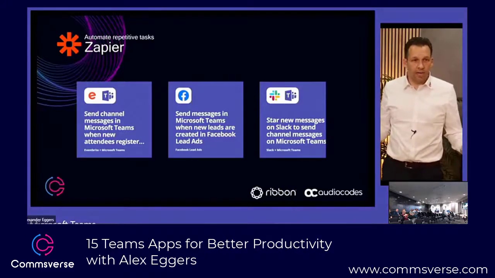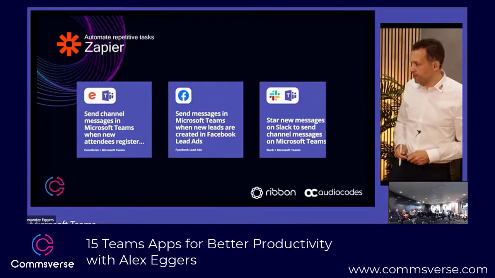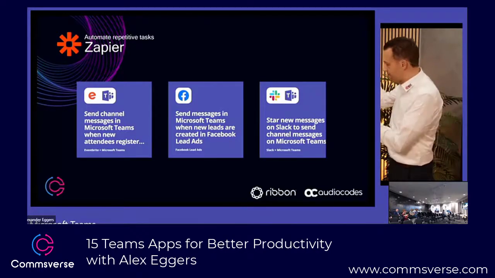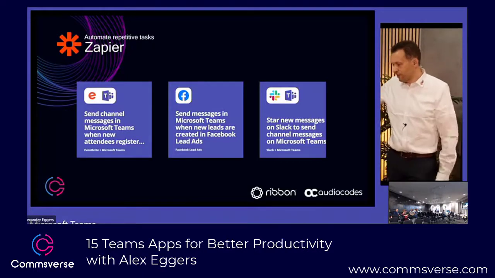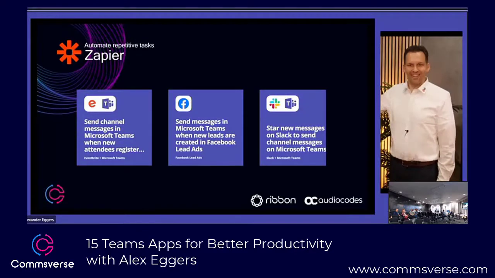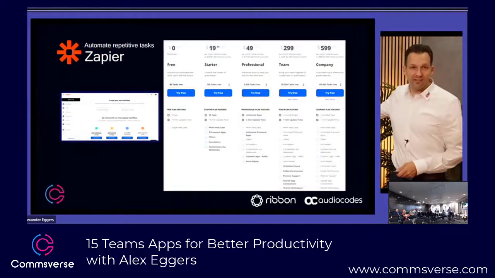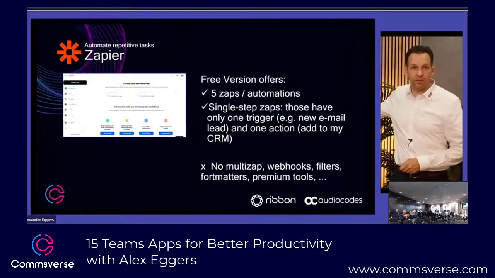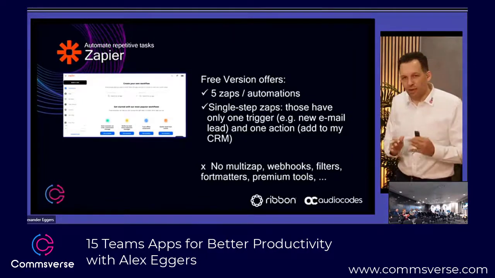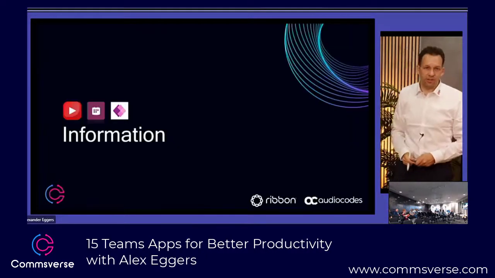Here are some more examples. Send channel messages within Teams when your attendee registers. Send messages in Teams when new leads are created in Facebook, or star new messages on Slack to send channel messages to Teams. Hey, we have a Slack Teams integration here. Great. Okay, this is Zapier. Just have a look at it. It's also a free plan. You can use up to 5 steps and just try it out a little bit. It's very fancy. And as you know from Power Automate, I think it's maybe a little bit easier to use, but just try it out.